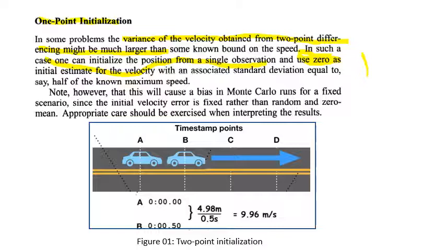Obviously this is going to cause some problem in the Monte Carlo runs, because every time you initialize the velocity it is going to be zero in every Monte Carlo run. It is definitely going to introduce a bias in your estimate at the initial stage. So care should be taken when comparing different algorithms based on this method of initialization. You have to analyze your results such that irregularities like the bias introduced do not affect your results and discussion.